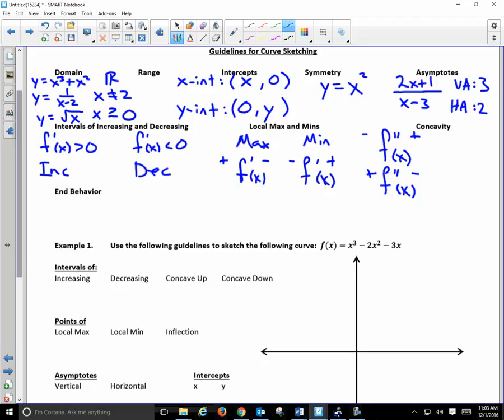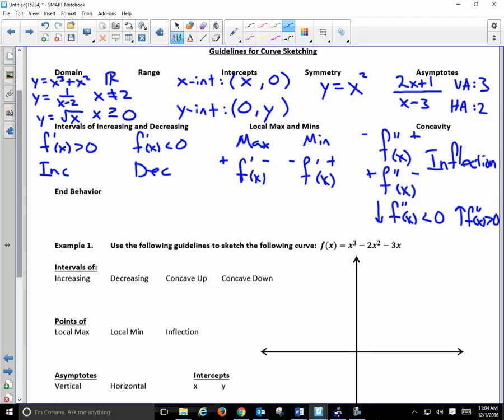give us our points of inflection, right? That's where it changes concavity. It's concave down wherever f double prime of x is less than 0, and it's concave up wherever f double prime of x is greater than 0. All review, right?